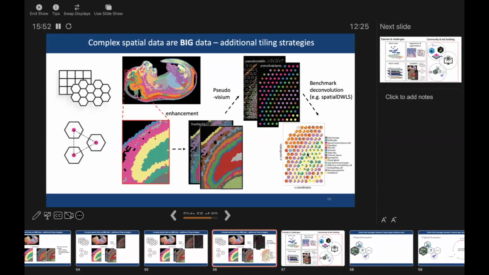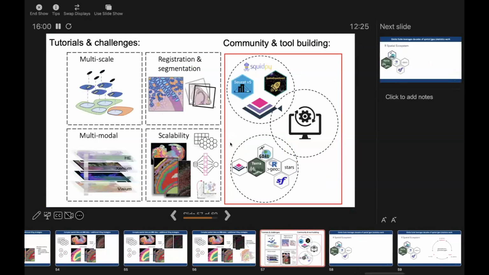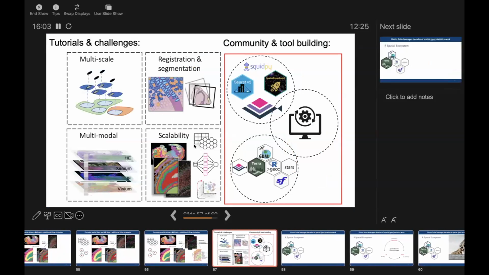Identify the different cell types, and then you can immediately compare it with the ground truth, which was provided by another technology, in this case, StereoSeq.